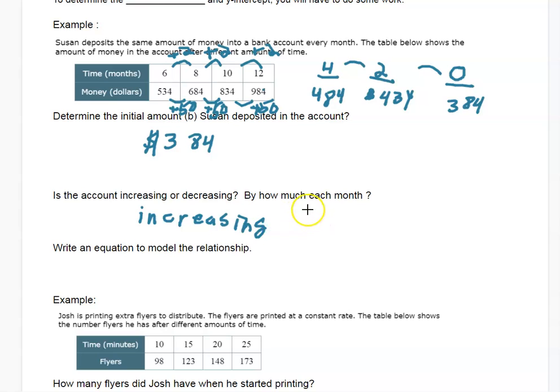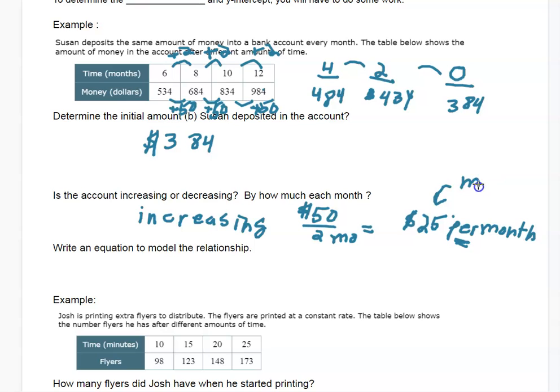Okay, and it's increasing by $50 every 2 months. Okay, if I simplify that, that simplifies down to $25 per month. Okay, now you see that special word per. That's one of our slope words. Okay, that's telling us how much money is going into the account each month. So that 25 is actually our slope, and that's real important.